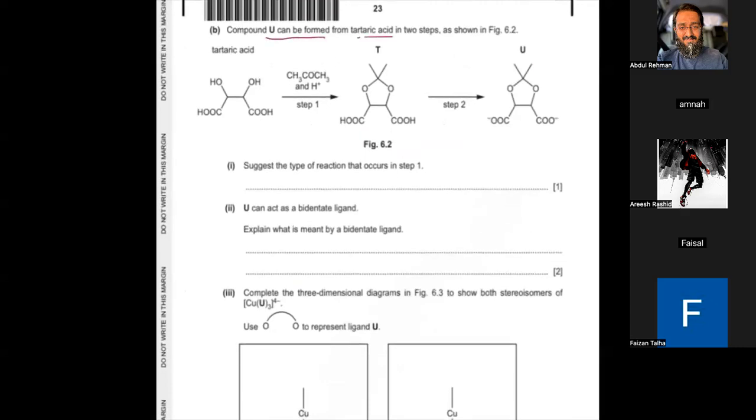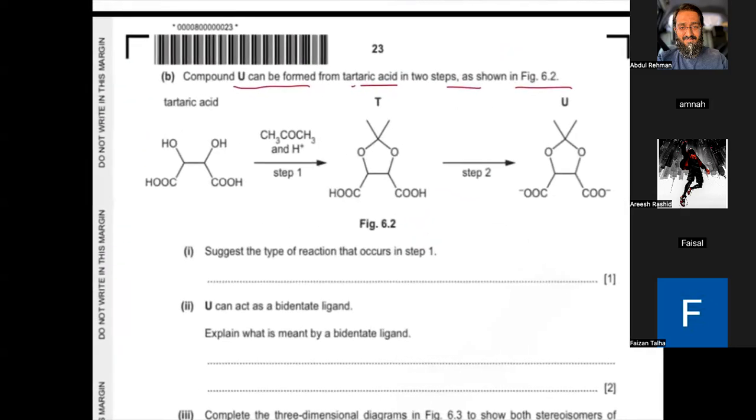Compound U can be formed from tartaric acid in 2 steps as shown in figure 6.2. That is step 1 and this is the reagent. And in step 2, I think alkali has been used. So what is the type of reaction that occurs in step 1? If you look at step 1, the H is being removed, but there is an acidic condition and one more group is being added.